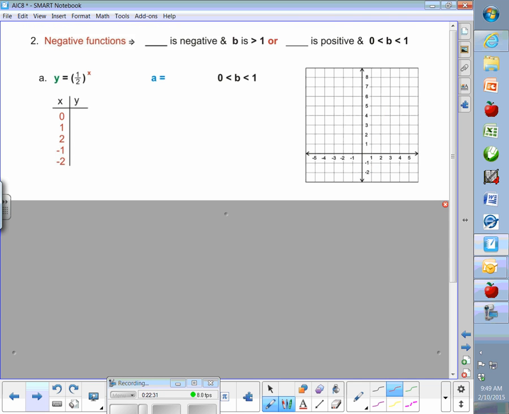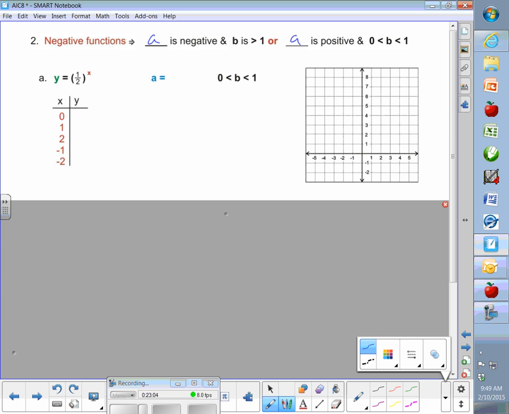All right, so let's go to the back. We'll never get all 3 of these examples in, but that's okay. All right, so negative functions. There's 2 possibilities. You can have the a negative and the b still greater than 1. Or you can have the a positive and the b will be between 0 and 1.